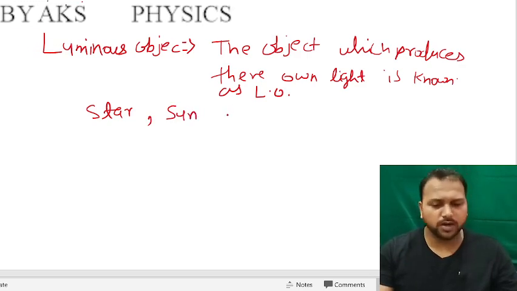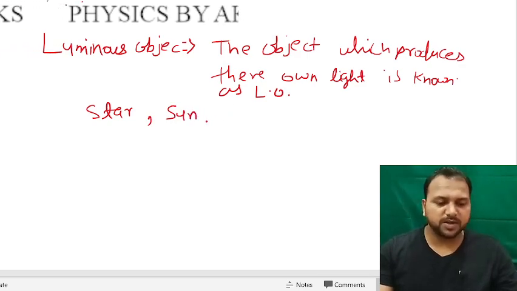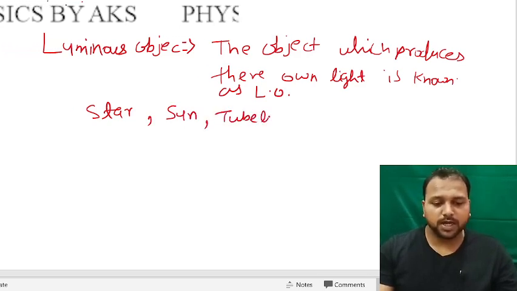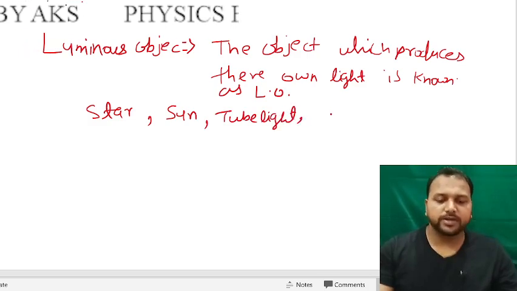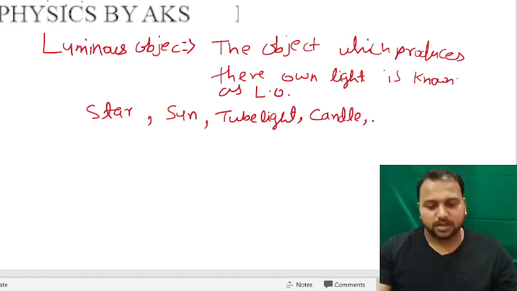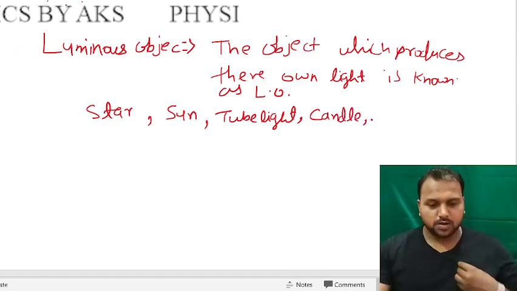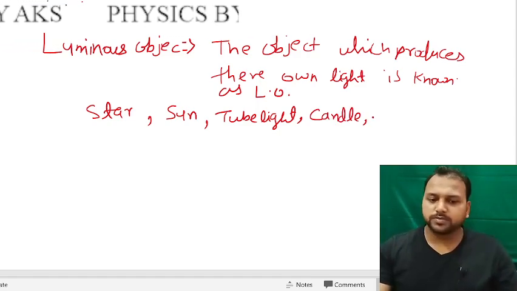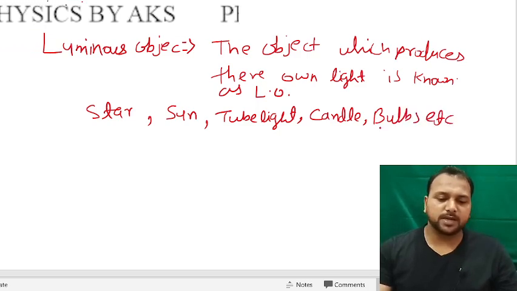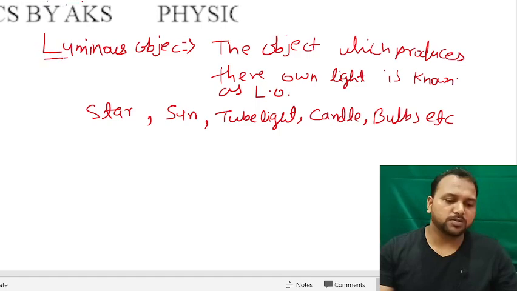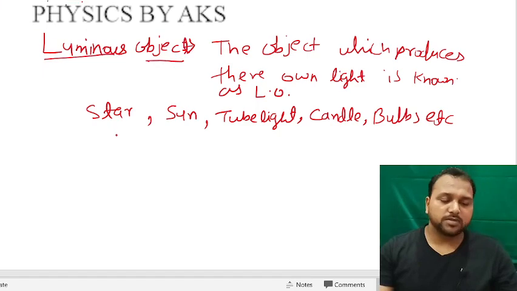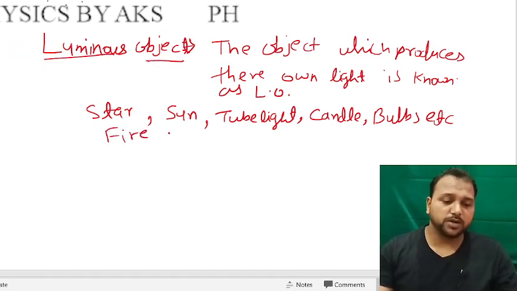The sun is actually one of the stars, but for the example we can write it down as sun. Then tube light, then burning candle, and your bulbs, etc. These are the examples which can be written down in luminous objects. You have already studied about this, right? Yes, fireflies also come in the luminous objects.